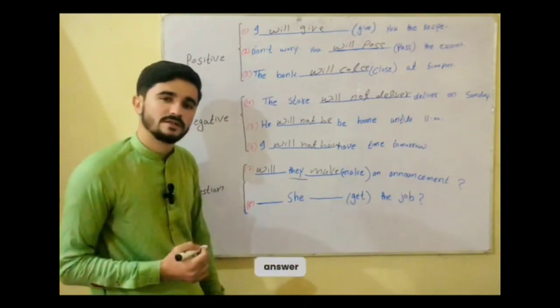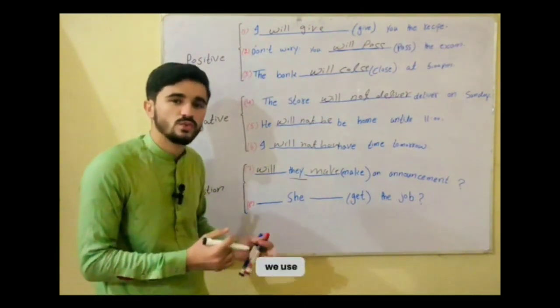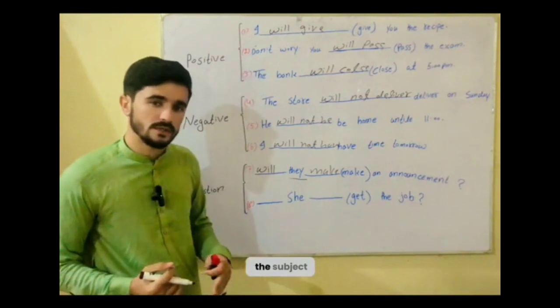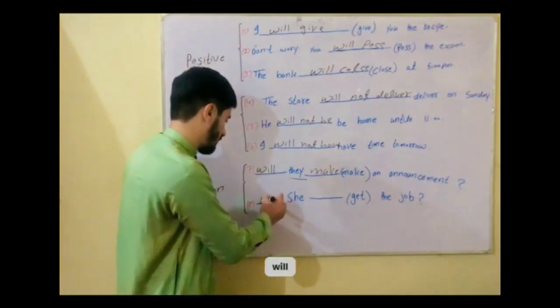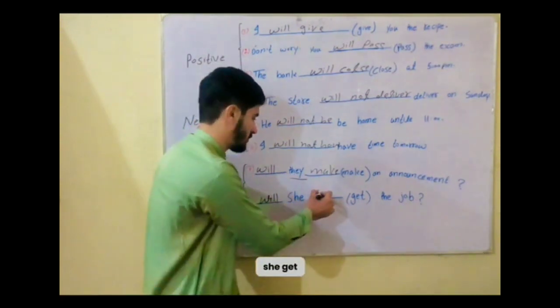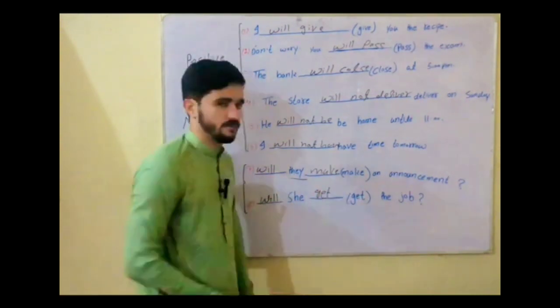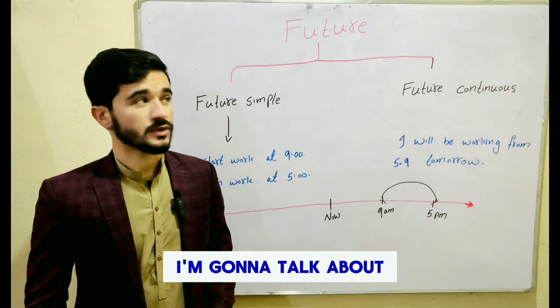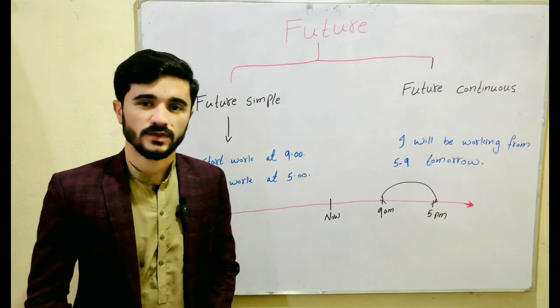And the last one is: "dash she dash get the job." So what will be the answer? I told you that we use will before the subject. So, will she get the job?